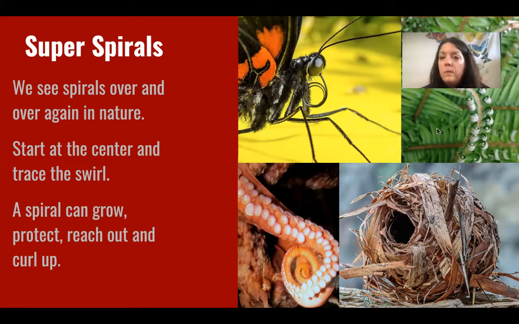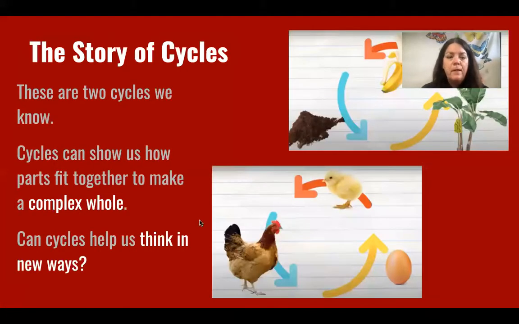And remember, some of you older kids, when we grew sugar snap peas, do you remember the peas that grew up the vine and they had those little tiny tendrils that came off in little spirals that connected onto the wire so that the pea plant stood up? So you'll see those little spirals everywhere in nature. All right, the story of cycles. We talked about patterns and shapes.